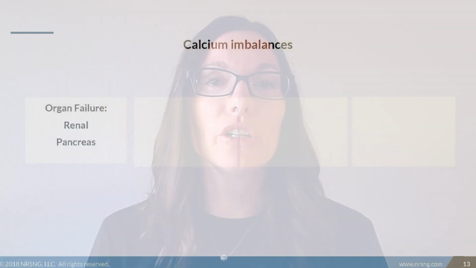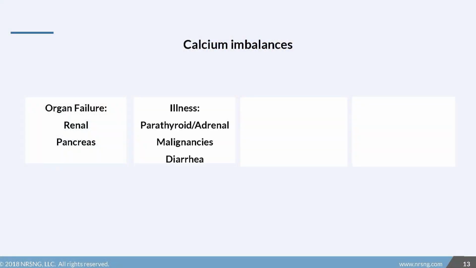So some of the organs that are responsible for balancing out calcium in your body is the kidneys and the pancreas. As you can imagine, if these organs fail, you are going to have imbalanced calcium levels. A few illnesses you may see in your patients that lead to calcium imbalances include any illness regarding the parathyroid or adrenal glands, any malignancies, and diarrhea. Some main medications that can affect calcium levels are thiazide diuretics, glucocorticoids, and lithium.